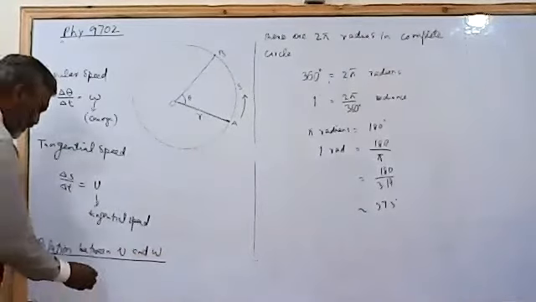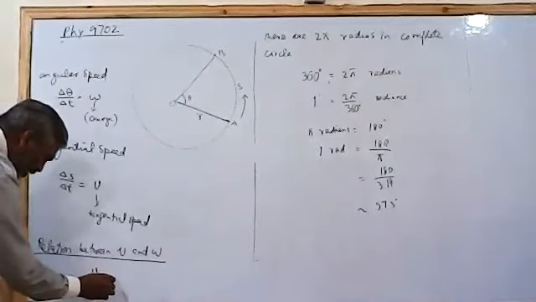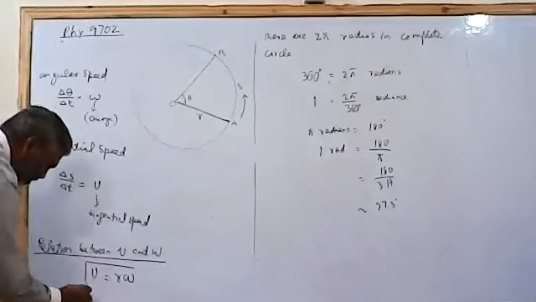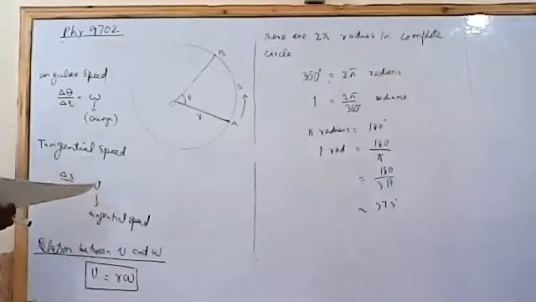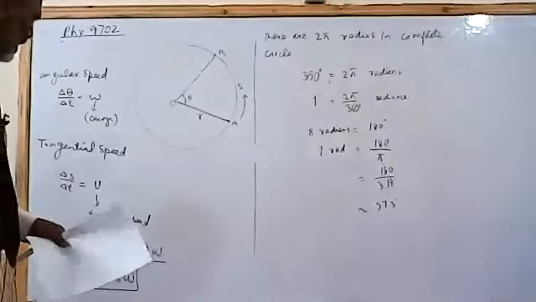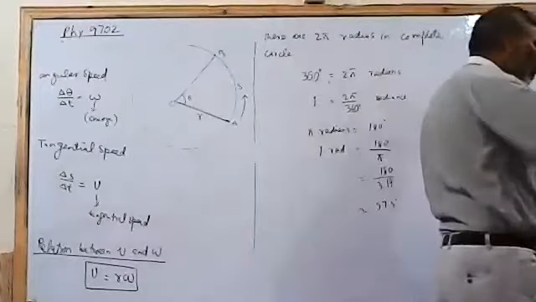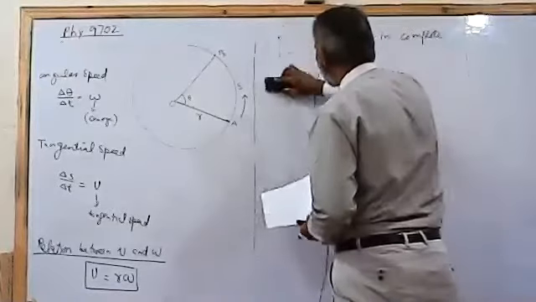An important equation that you will remember is v is equal to r omega. This is the relationship between the two types of speeds. v is equal to r omega. Let's learn how we calculate omega and how we use omega to calculate the tangential speed v.